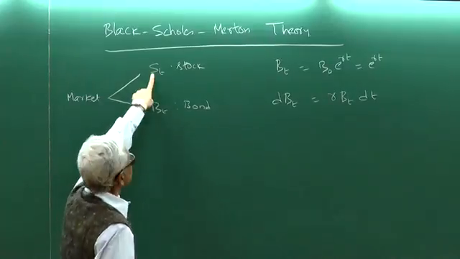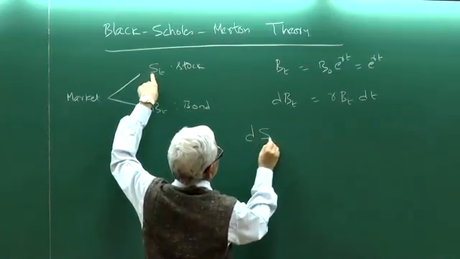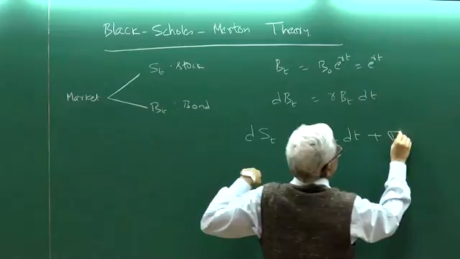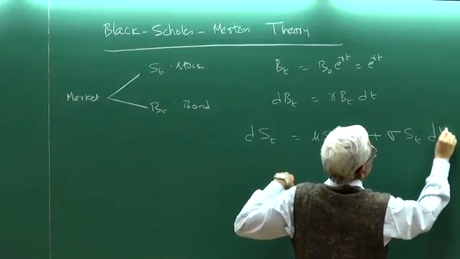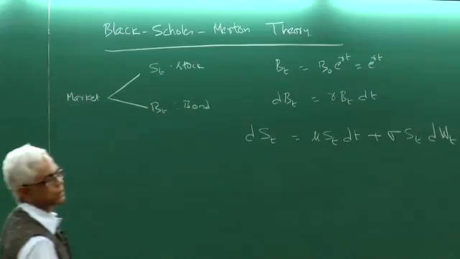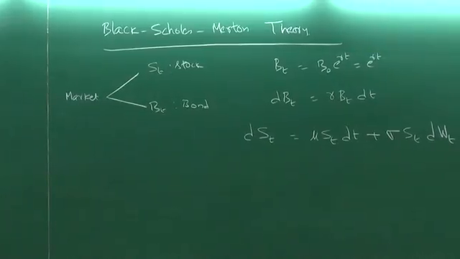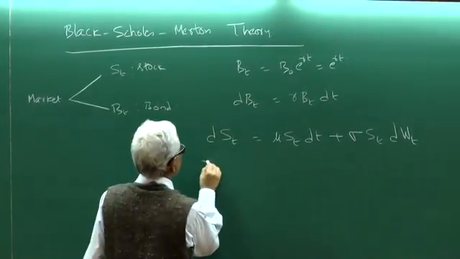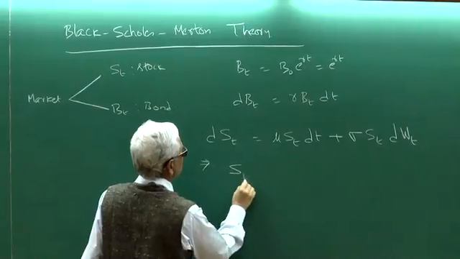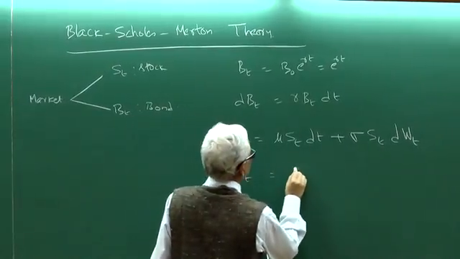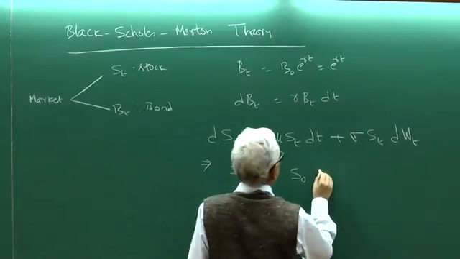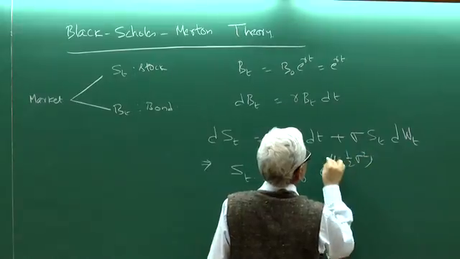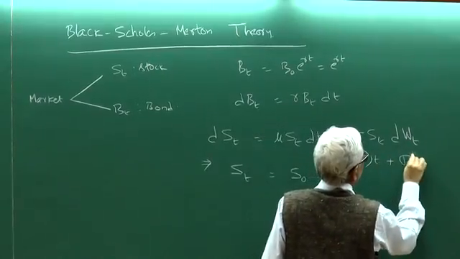Now the stock satisfies a geometric Brownian motion. dS_t equal to mu S_t dt plus sigma S_t dW_t. This is called geometric Brownian motion, and Srikanth has already solved this using Ito's formula. You can solve this problem, and S_t equal to S_0 e to the power (mu minus half sigma square) t plus sigma W_t.